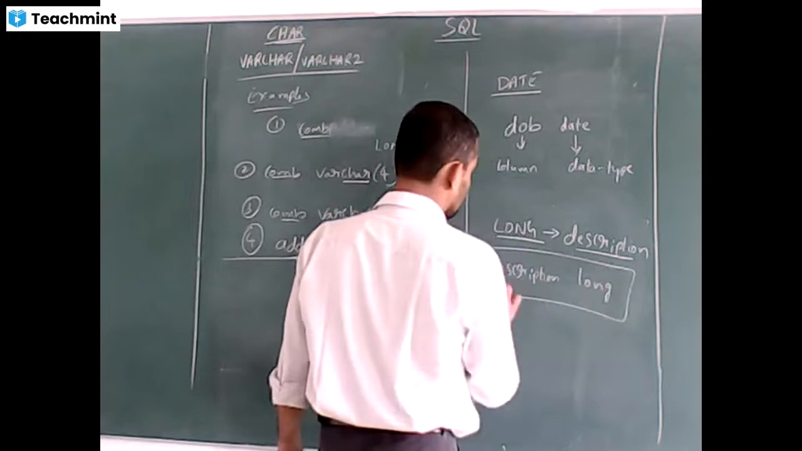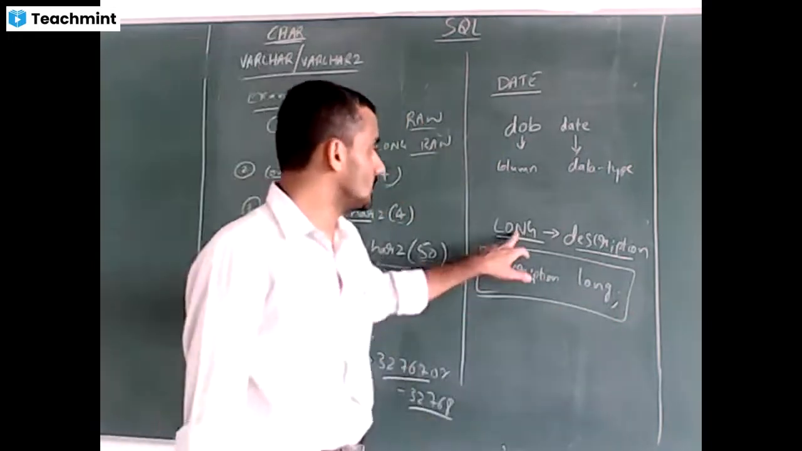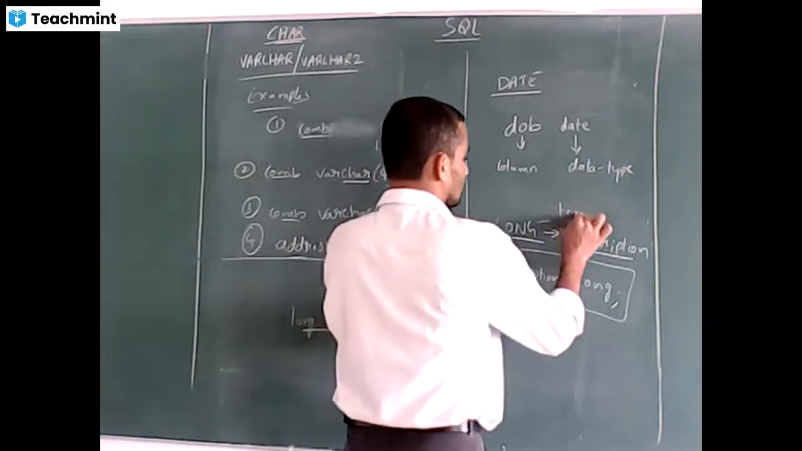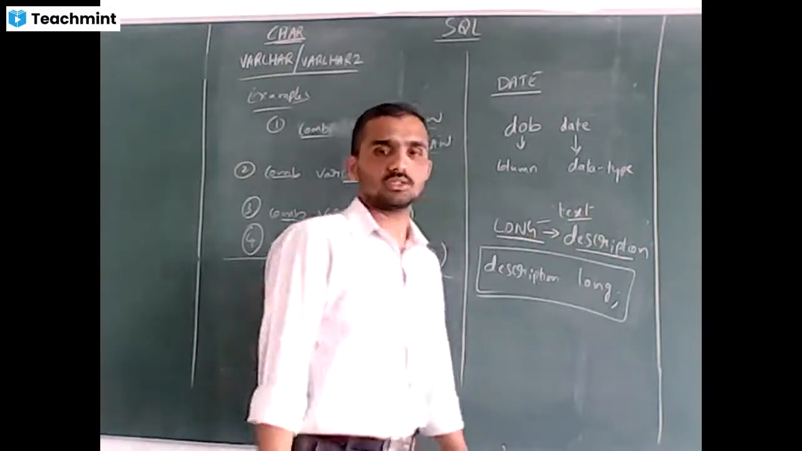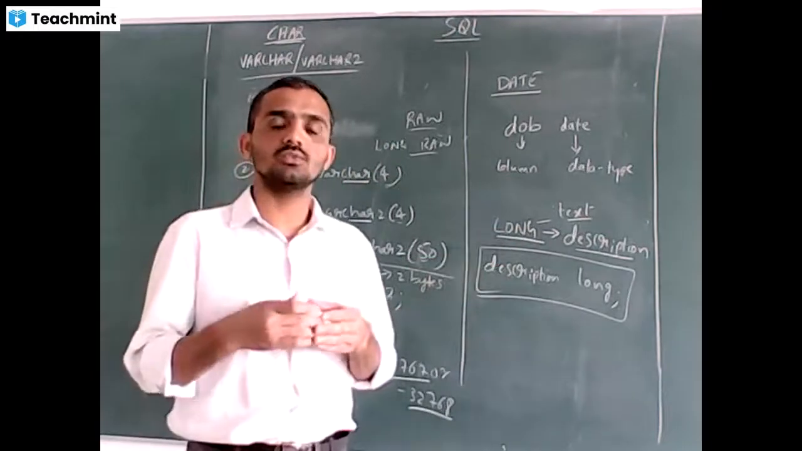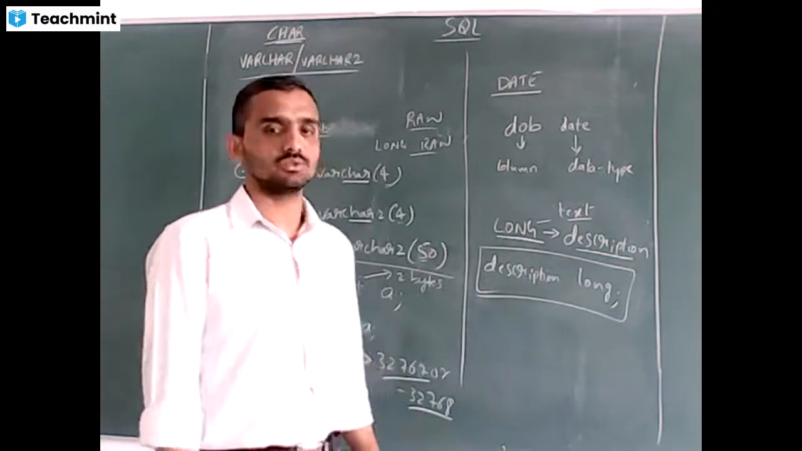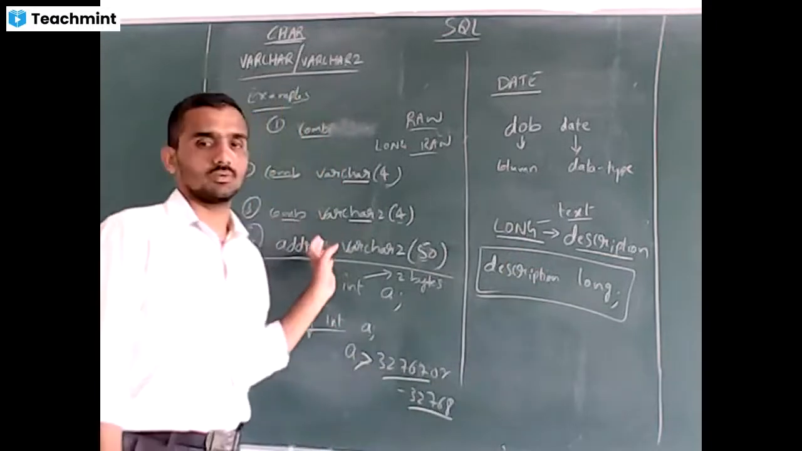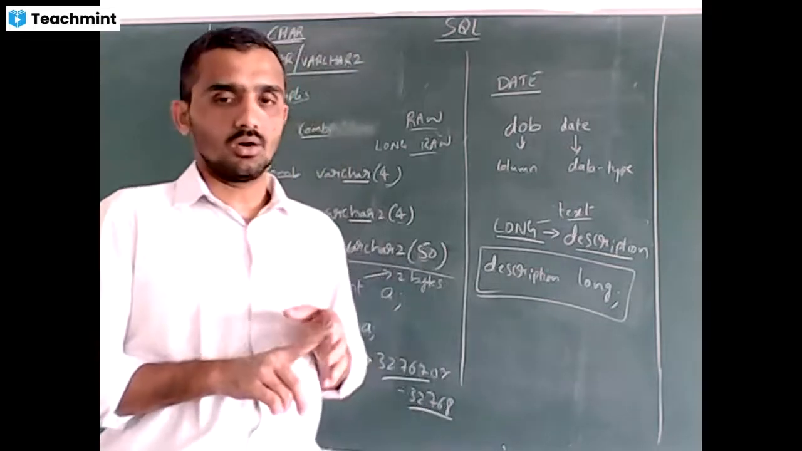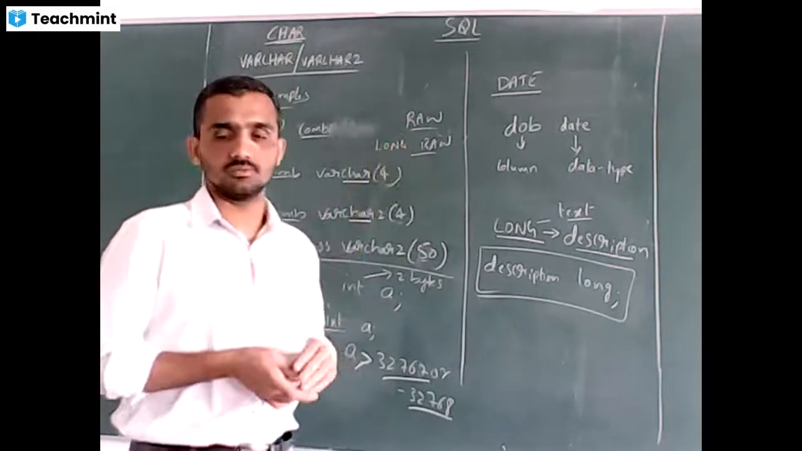This is the difference. Remember, the data type long is used to store description-like data. It is used to store text only, a group of characters, capital and small letters, various symbols, but the length of the data should be more. In that case, you can use the long data type. So these are the data types of SQL: number, CHAR, varchar, date, long, raw, long. These last two data types are not given examples here.